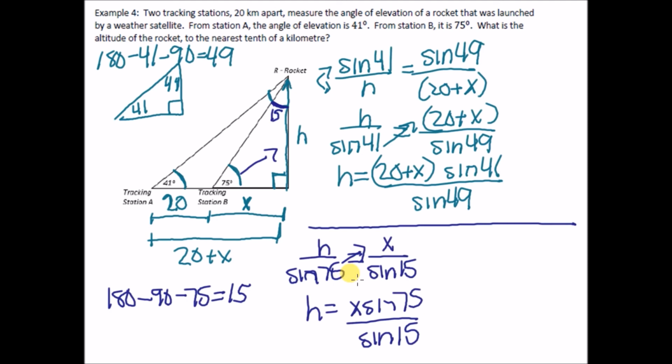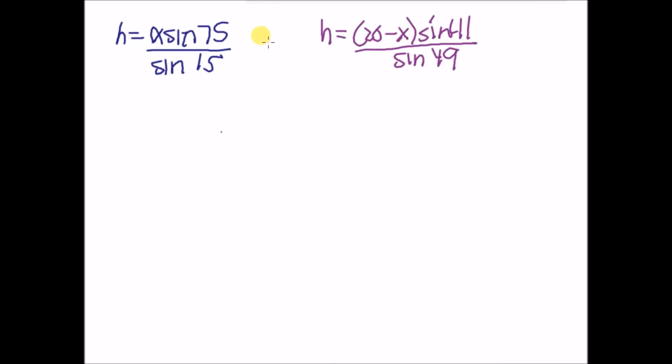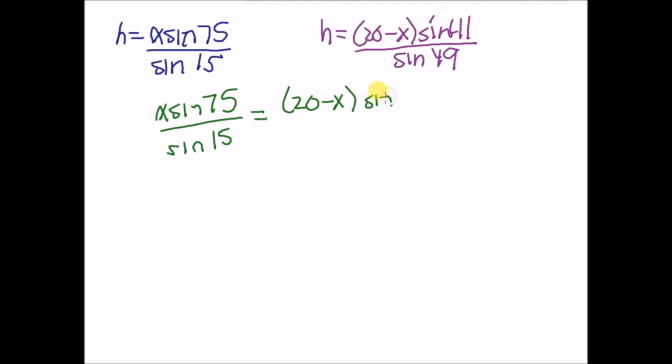So let me switch to the next page. Okay, so here we go. We have these two equations. Let's actually just equate them. So we have x sine 75 over sine 15, and we're going to equate that to (20 minus x) sine 41 over sine 49.